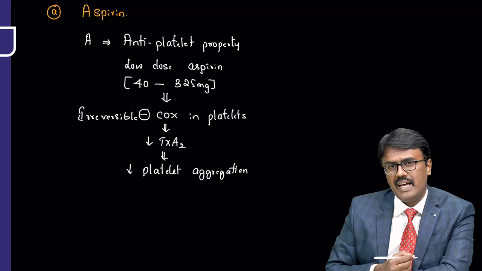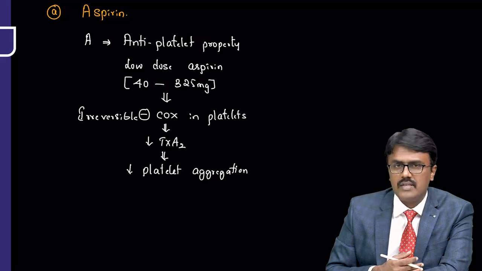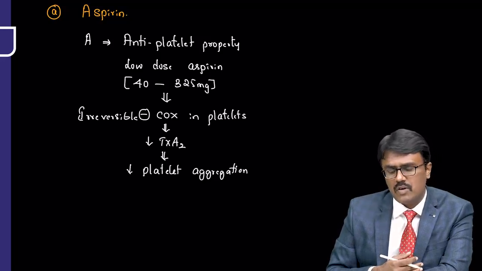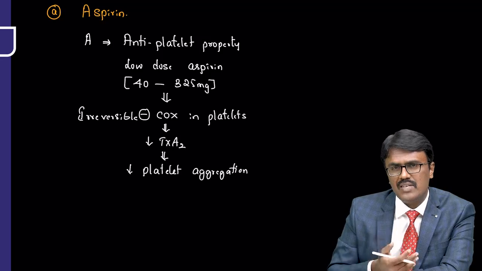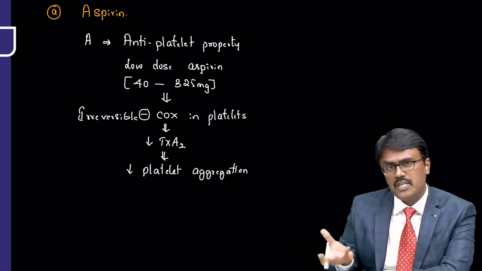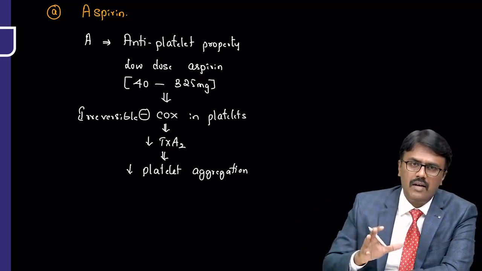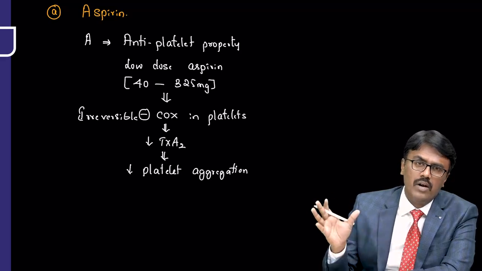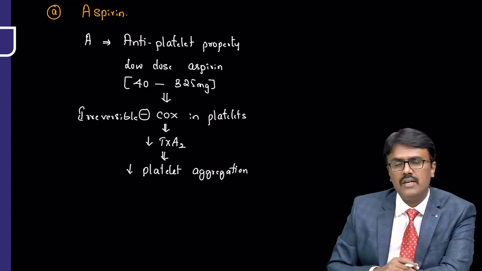You may ask a question: sir, can the platelet produce fresh COX enzyme and synthesize thromboxane A2 later? Not possible, because platelets lack nuclei. Because they don't have nuclei, they cannot synthesize new enzyme. So once the enzyme is inhibited irreversibly, a fresh platelet must come. Even when we use aspirin, it can work up to 7 days till the new platelets come to the action. So aspirin is an example of a hit and run drug.